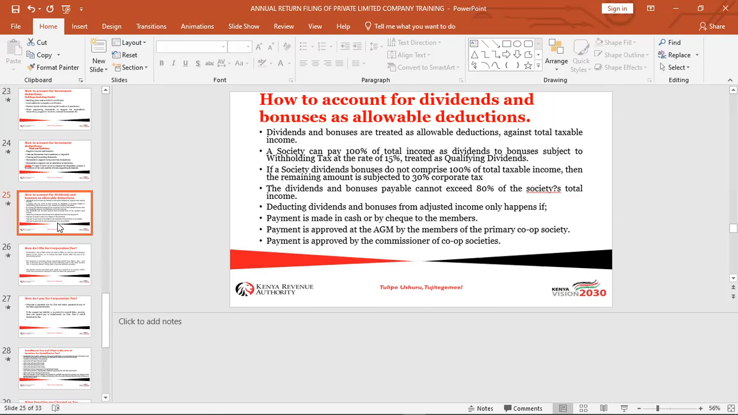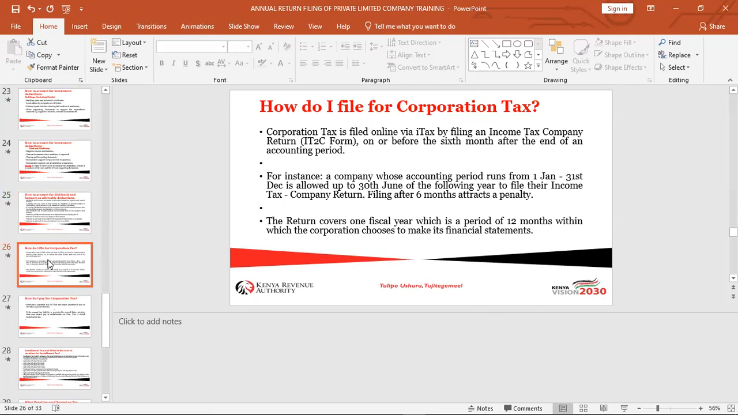Dividends and bonuses payable cannot exceed 80% of the society's total income. Then deducting dividends and bonuses from adjusted income only happens if payment is made in cash or by cheque to members. Payment is approved at the AGM by the members of the primary co-operative society. Payments are also approved by the commissioner of co-operative societies. So we are going to understand this well when we do societies, that is SACCOs. We are also going to file for SACCOs. Then, how do I file for corporation tax?